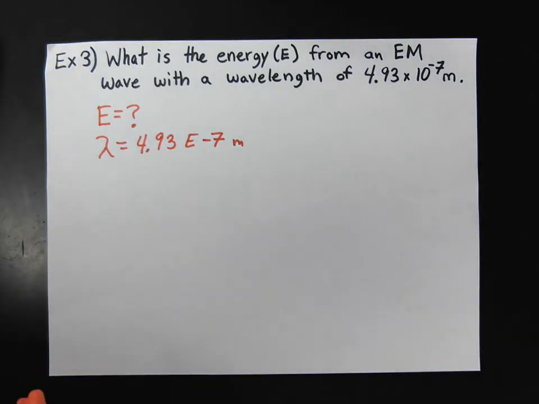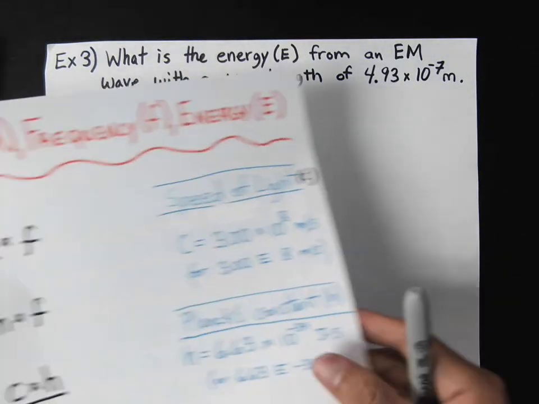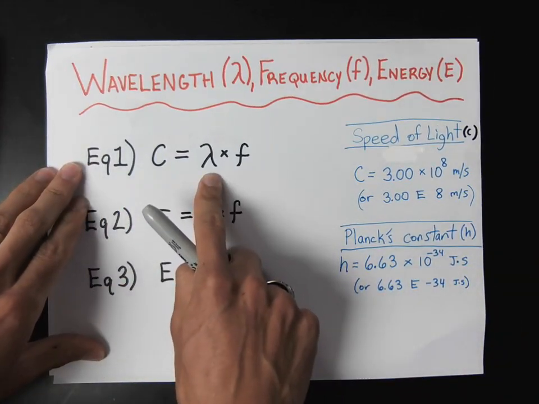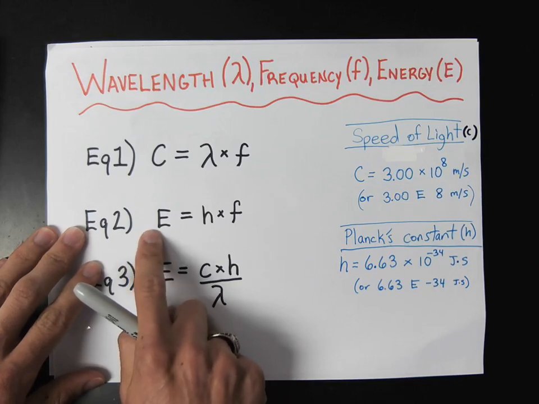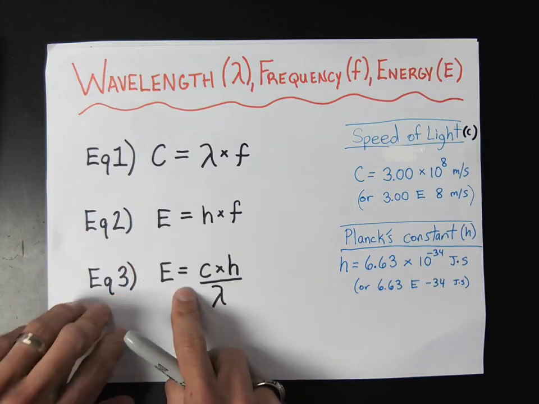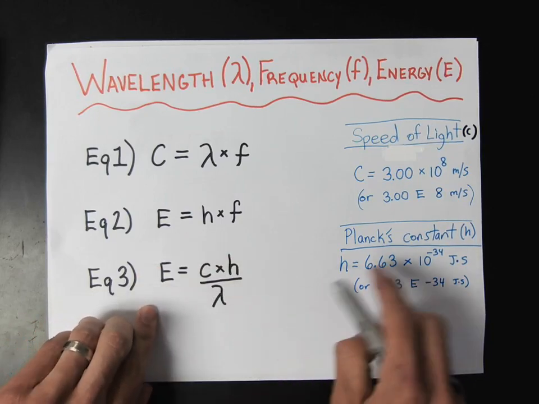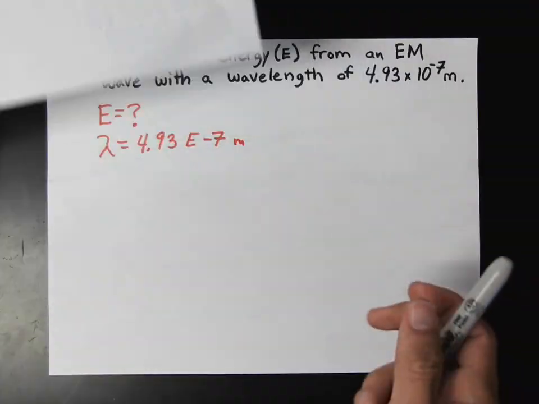Once again, you look back at your equations. Which one will I use? We have energy and wavelength. Equation 1 has wavelength but doesn't have energy. Equation 2 has energy but doesn't have wavelength. So you go to equation 3. You have energy and you have wavelength. So you're going to use this one. Okay.